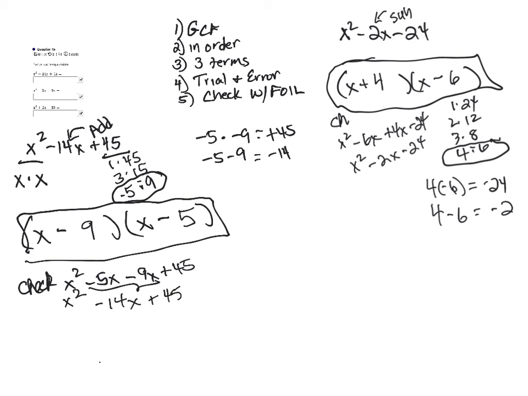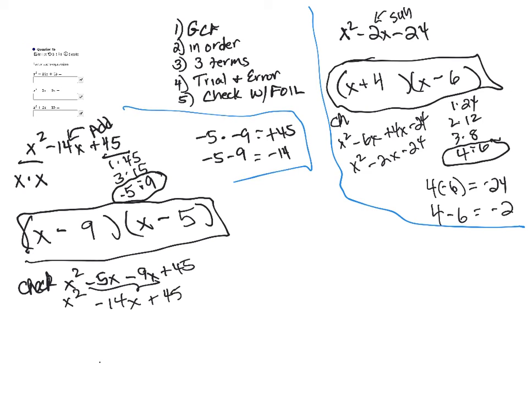And then the next one, I should do a different color so you can tell. Sorry about that. So these go together, and these go together. Okay, so here's the new one, x squared plus 2x minus 15. It's in order. There's not a greatest common factor, so we're going to have x times x.